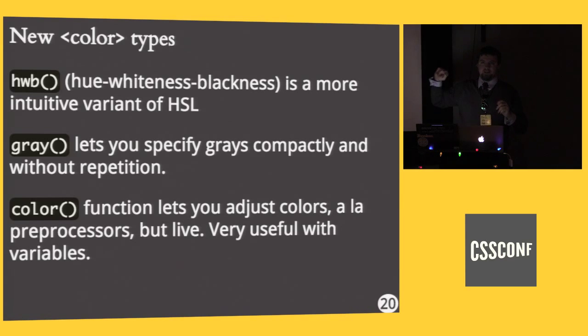The gray function lets you specify grays without repeating yourself because they have R, G, and B all the same. You can use a percentage or specify a 0 to 255 value just like you do today in RGB. And then the color function, which I will probably tweak the syntax of a lot, takes as much of the functionality as I can justify from Sass's color adjusting functions and bakes them into CSS. This is especially useful when you're using variables in CSS to store colors, because then you can take a few base colors and produce an entire suite of colors for your site based on making them a little bit lighter, a little darker, etc.